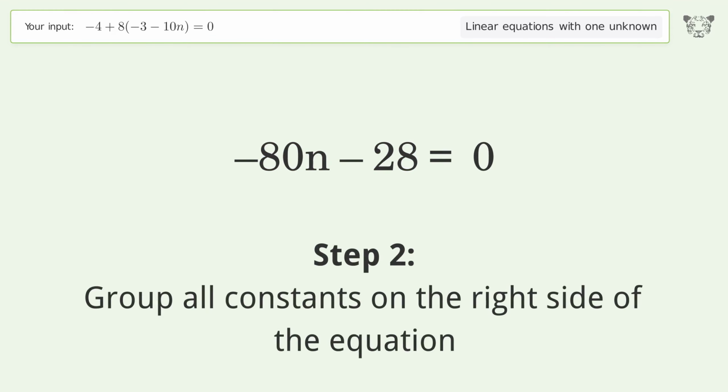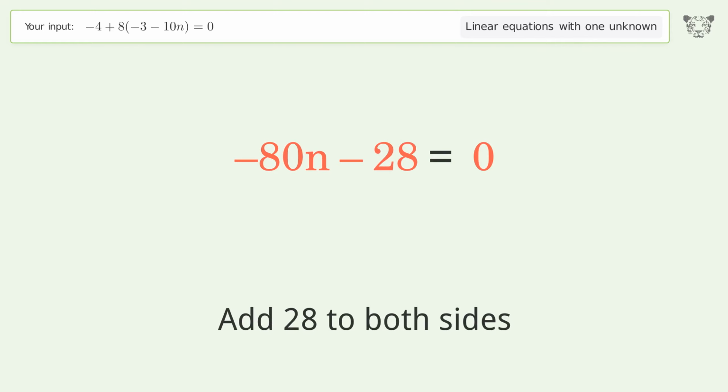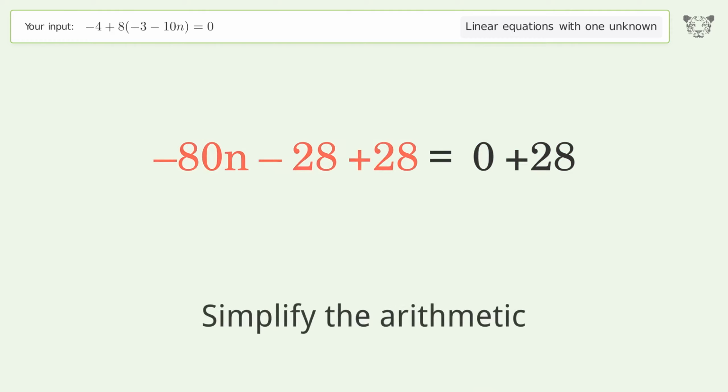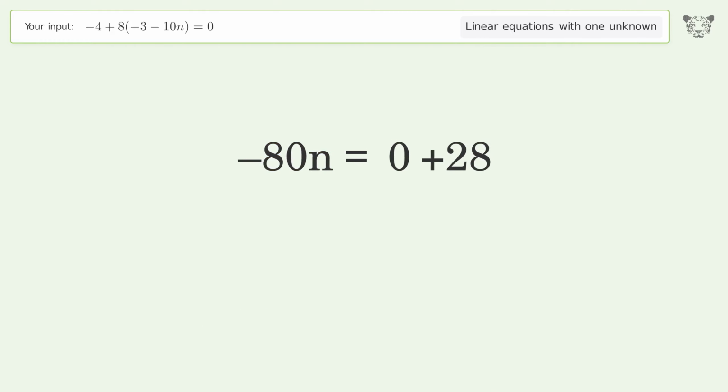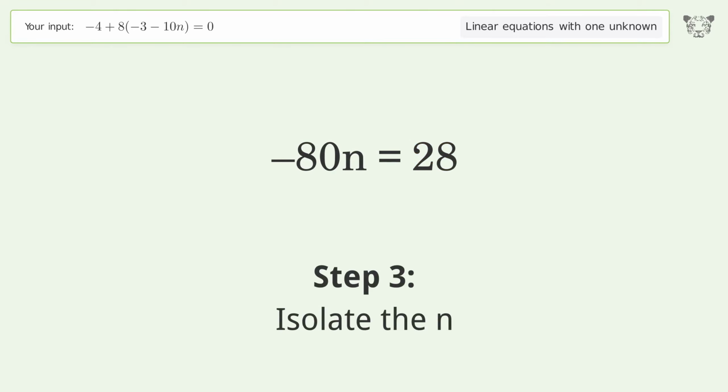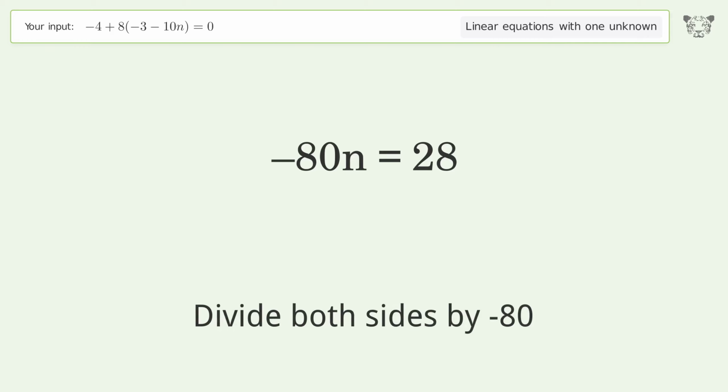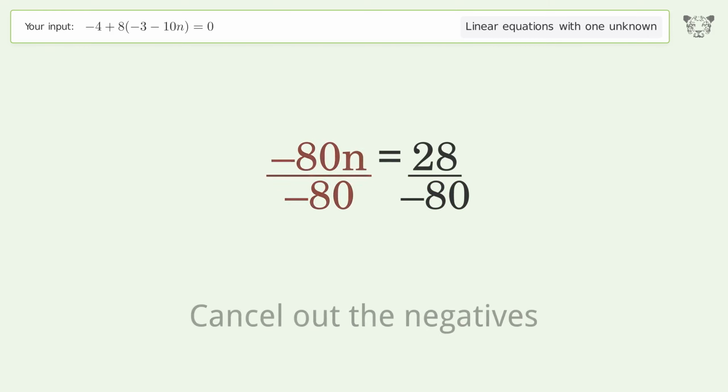Group all constants on the right side of the equation. Add 28 to both sides. Simplify the arithmetic. Isolate the n. Divide both sides by -80. Cancel out the negatives.